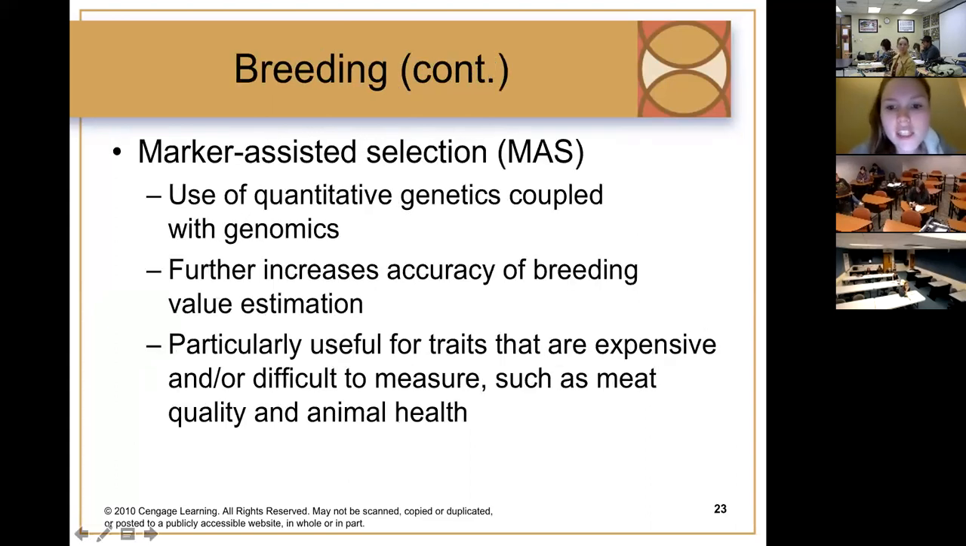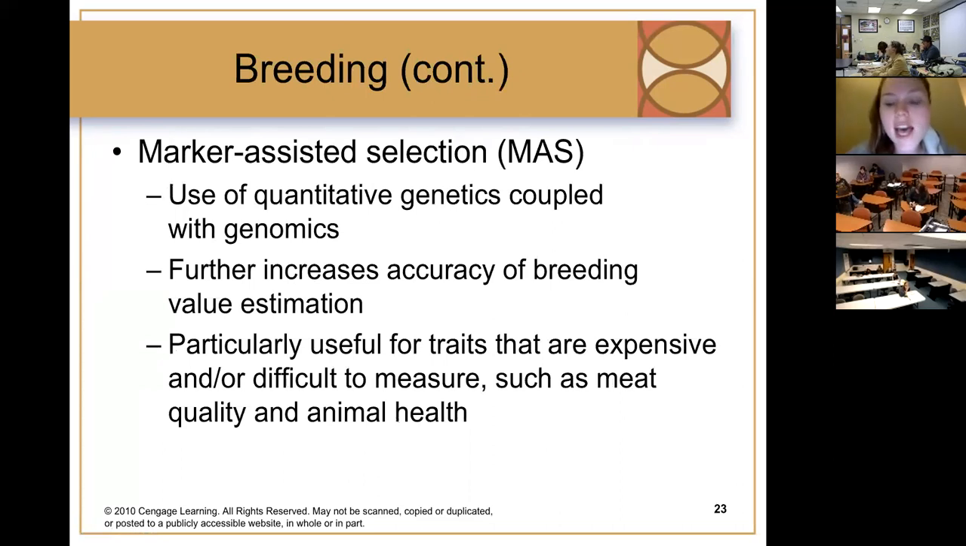So marker-assisted selection, or MAS, is also another tool that people can use for breeding. That's basically the use of quantitative genetics coupled with genomics. It gives you more accuracy in the estimation of your breeding value. So it's really, really useful for traits that are very expensive or difficult to measure.